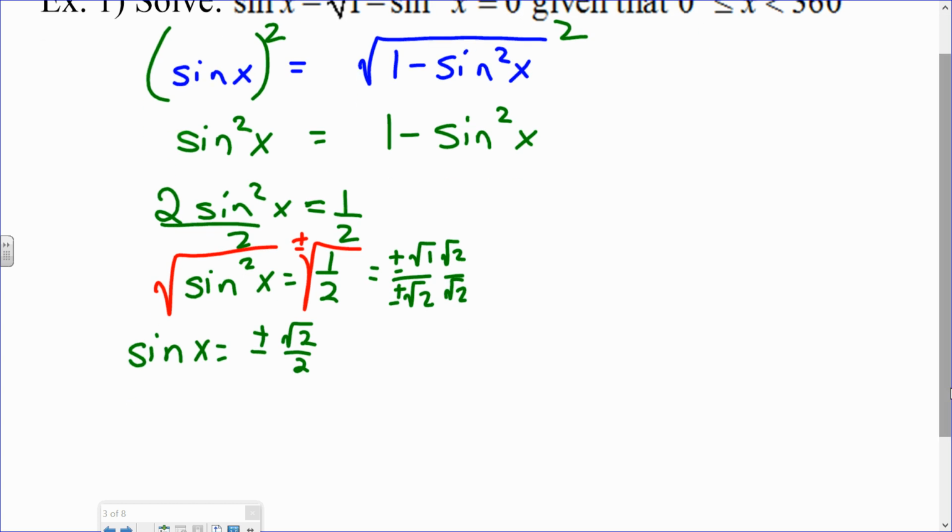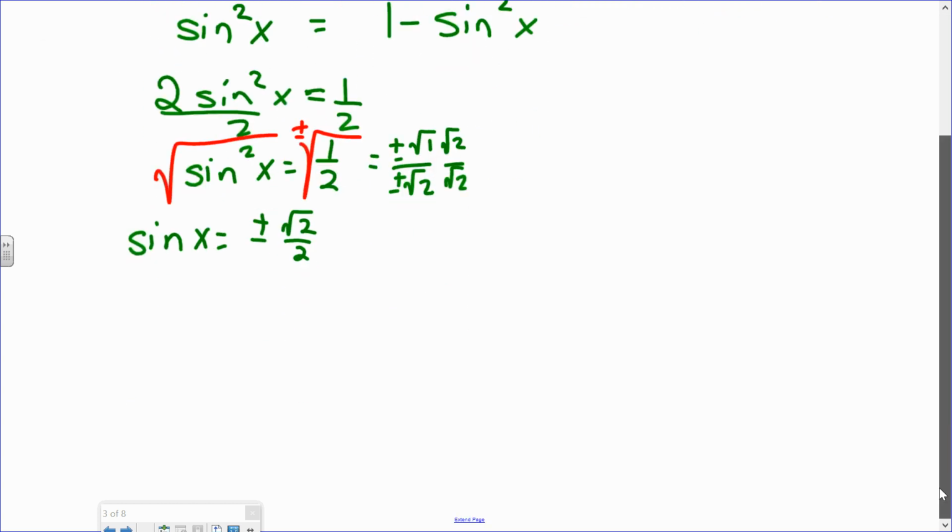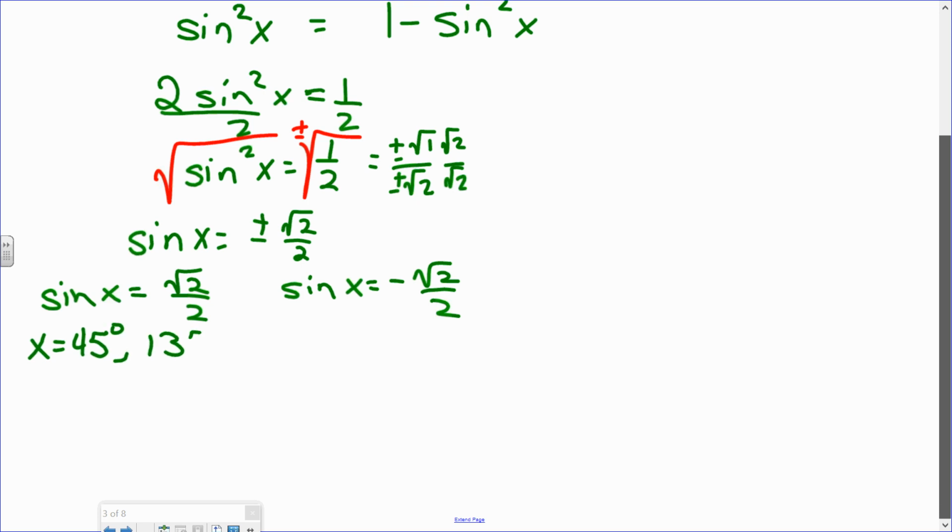Okay, let's do these separately because that will make it easier when we are plugging things in. I want to know where on the unit circle the sine is positive root 2 over 2, and where on the unit circle the sine is negative root 2 over 2. So help me out here. Maya, where is the sine positive root 2 over 2? 45. Perfect. So x is 45 and 135 degrees.